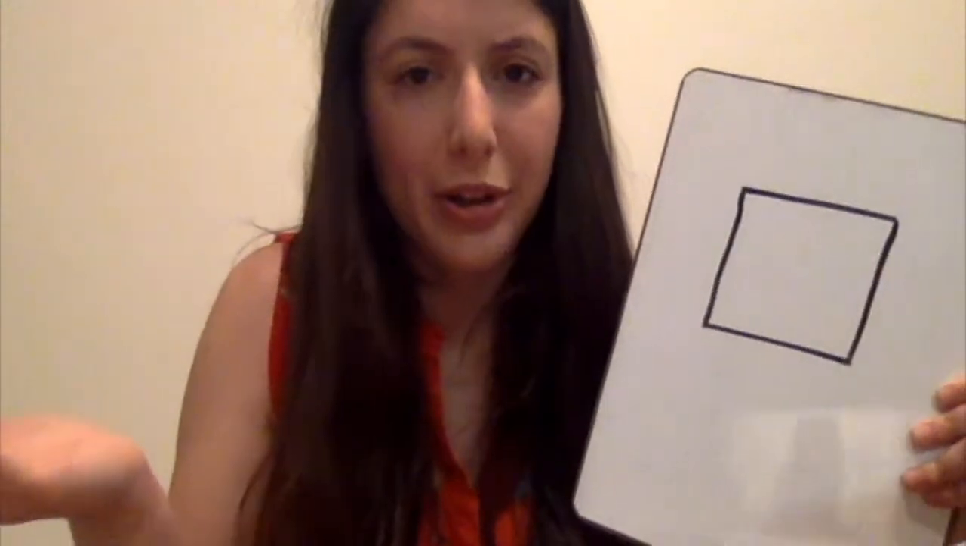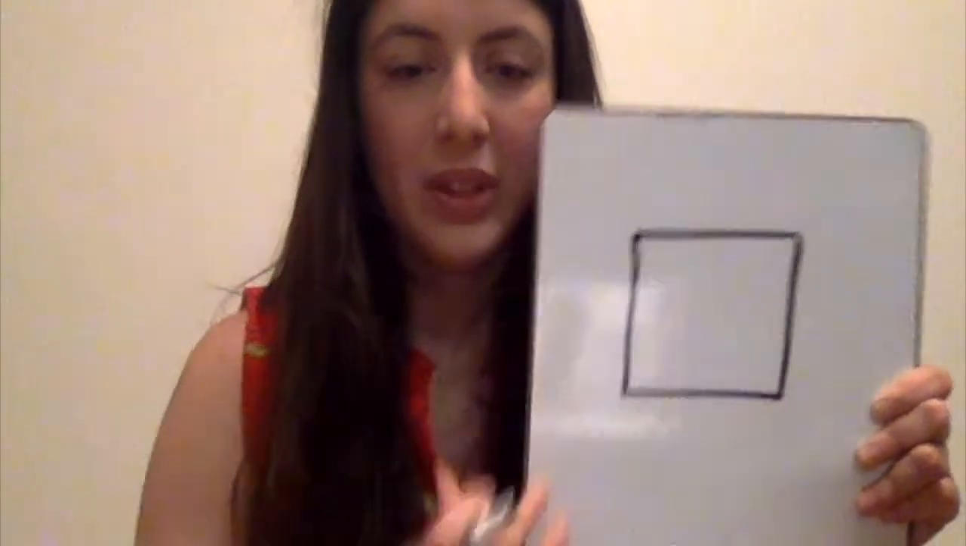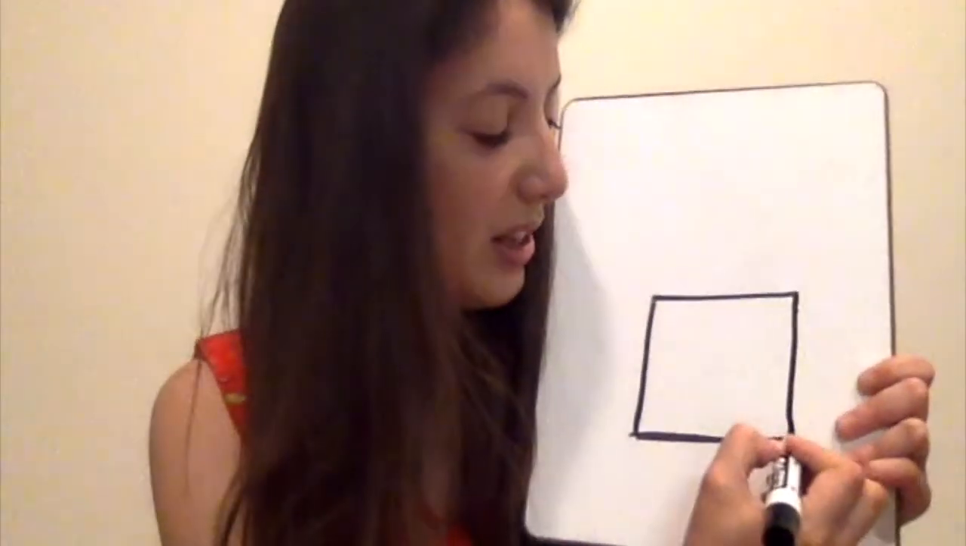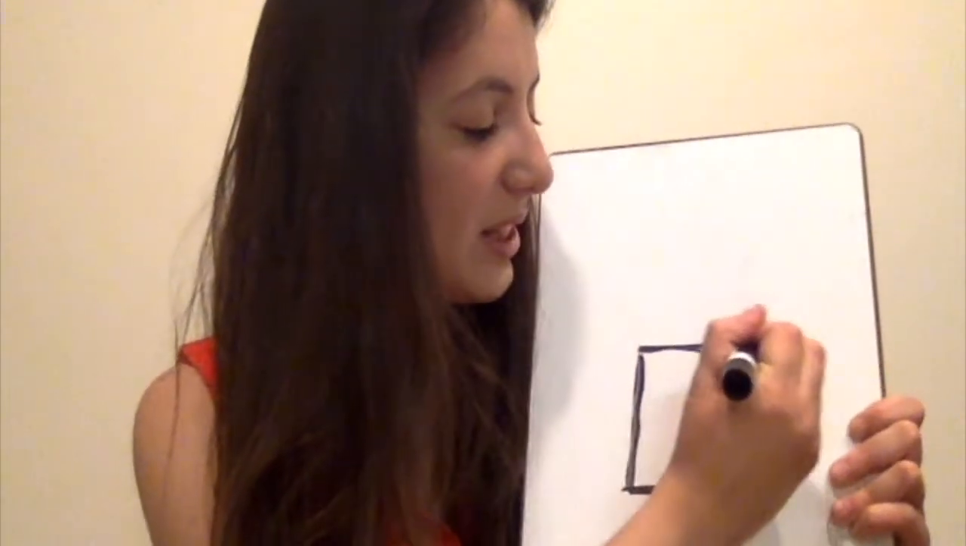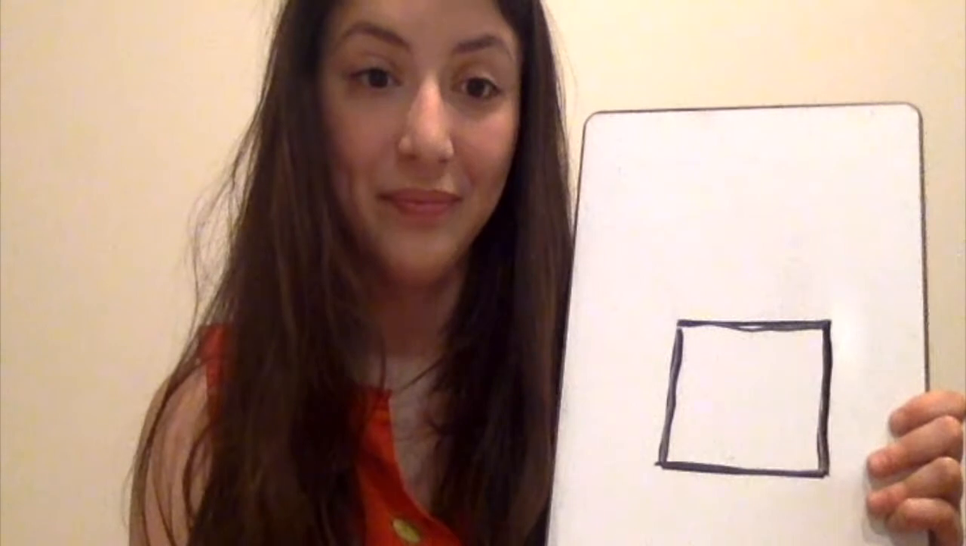Why is it called a square? Because all four sides are the same. If you turn it, you can tell all four sides are the same length. This side is the same as this side, is the same as this side, is the same as this side. All right, last shape for us to review.